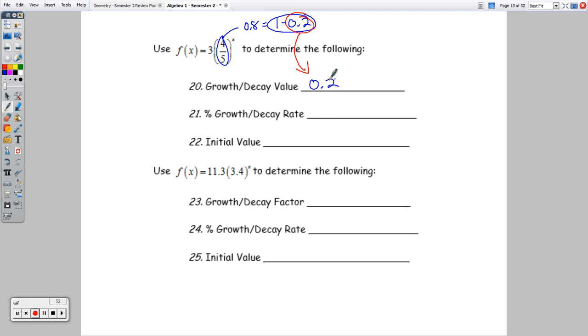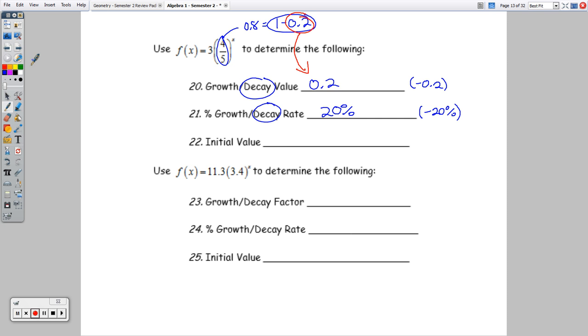That is 0.2. And then that as a percent, that's a decay value because it's less than 1. So as a percent, that would be 20% decay. If you said negative 0.2 and negative 20%, I would take that just as well as saying 20% decay and 0.2 for the decay value.